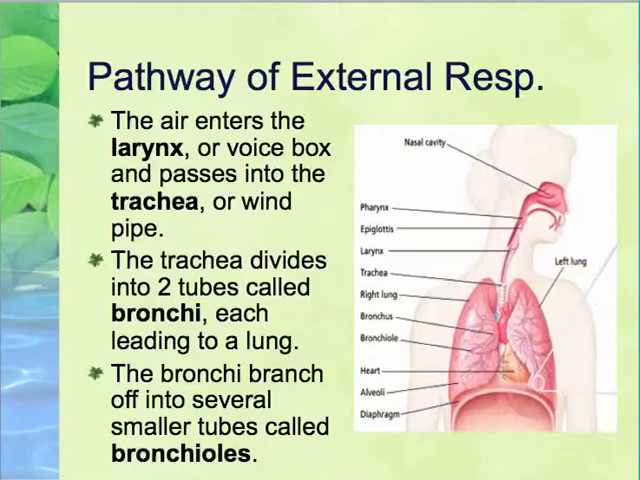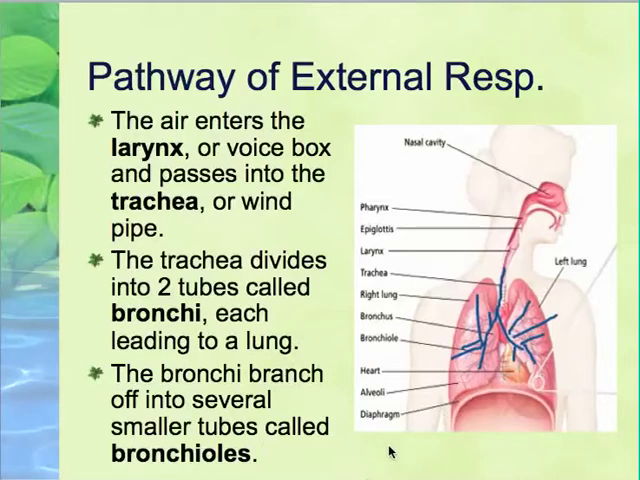Now, the bronchi are tubes leading to the lungs, and then the bronchi branch off into several smaller tubes called bronchioles. So basically we have the trachea, then bronchi, and then bronchioles, little offshoots of that. And I know you're really impressed by my ability to draw. You should be. I'm like an undiscovered Michelangelo up in here. So the bronchi branch off into many bronchioles.